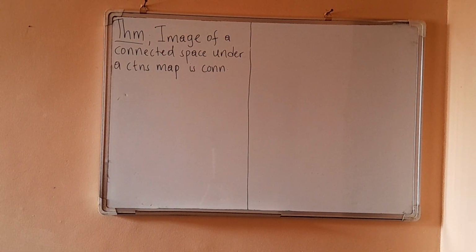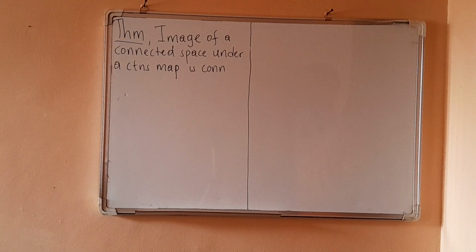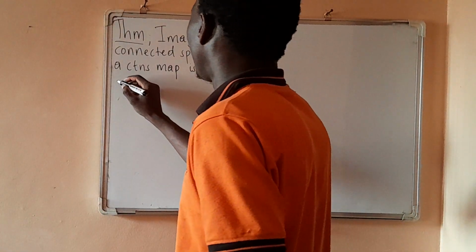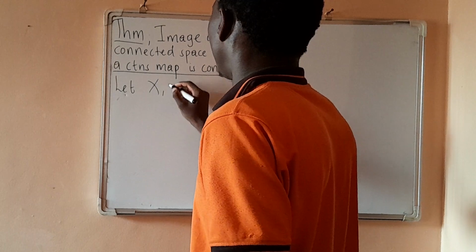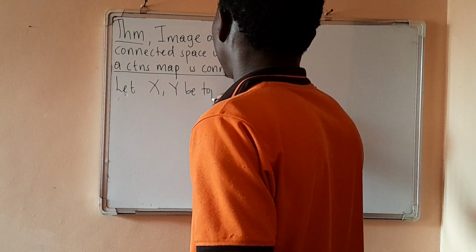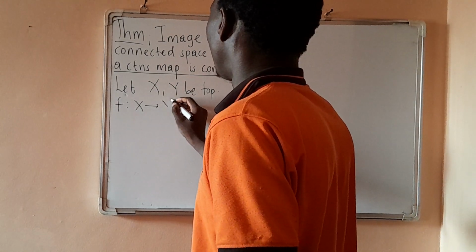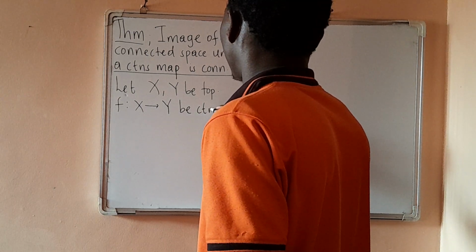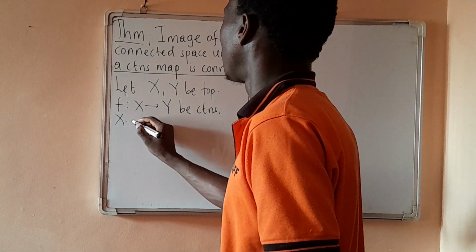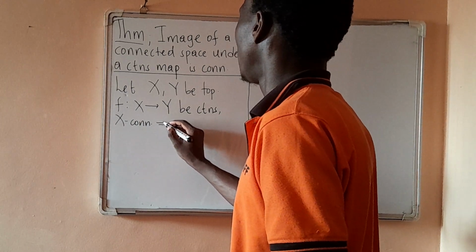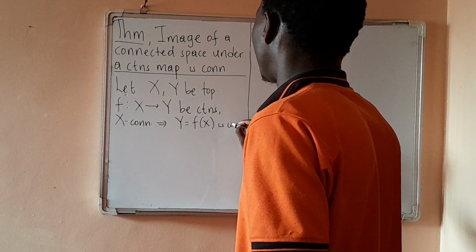Another important theorem: the image of a connected space under a continuous map is connected. So let X, Y be topological spaces, and let F be continuous. Then X connected should imply that Y, which is actually F of X, is connected.